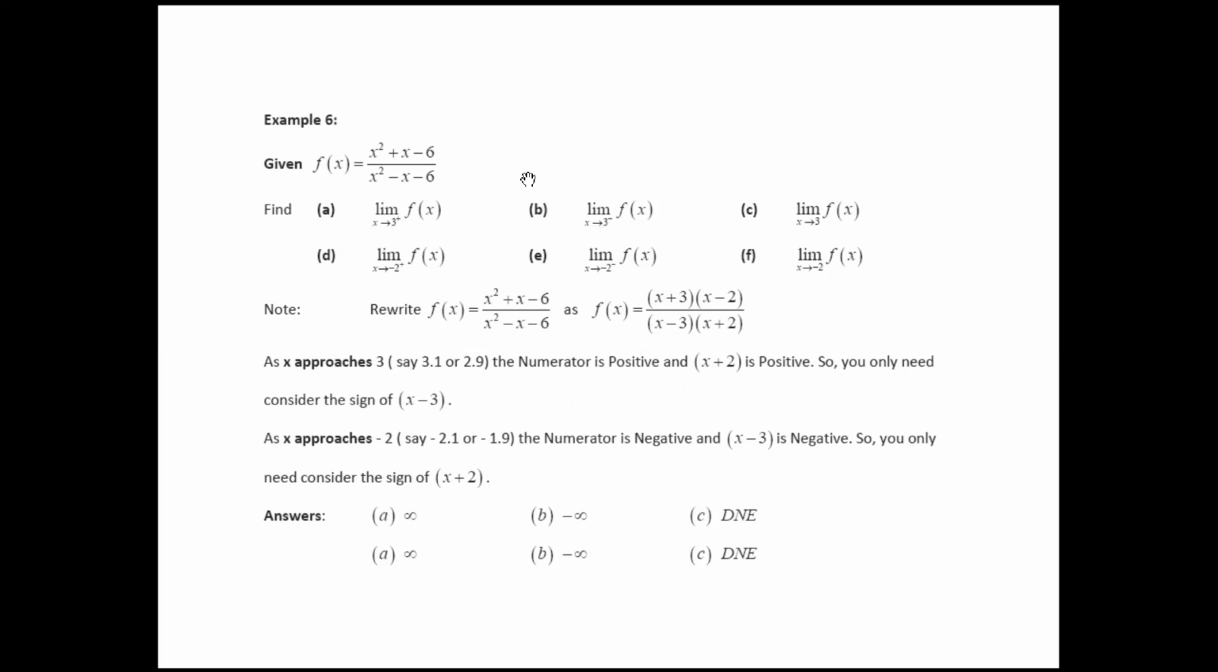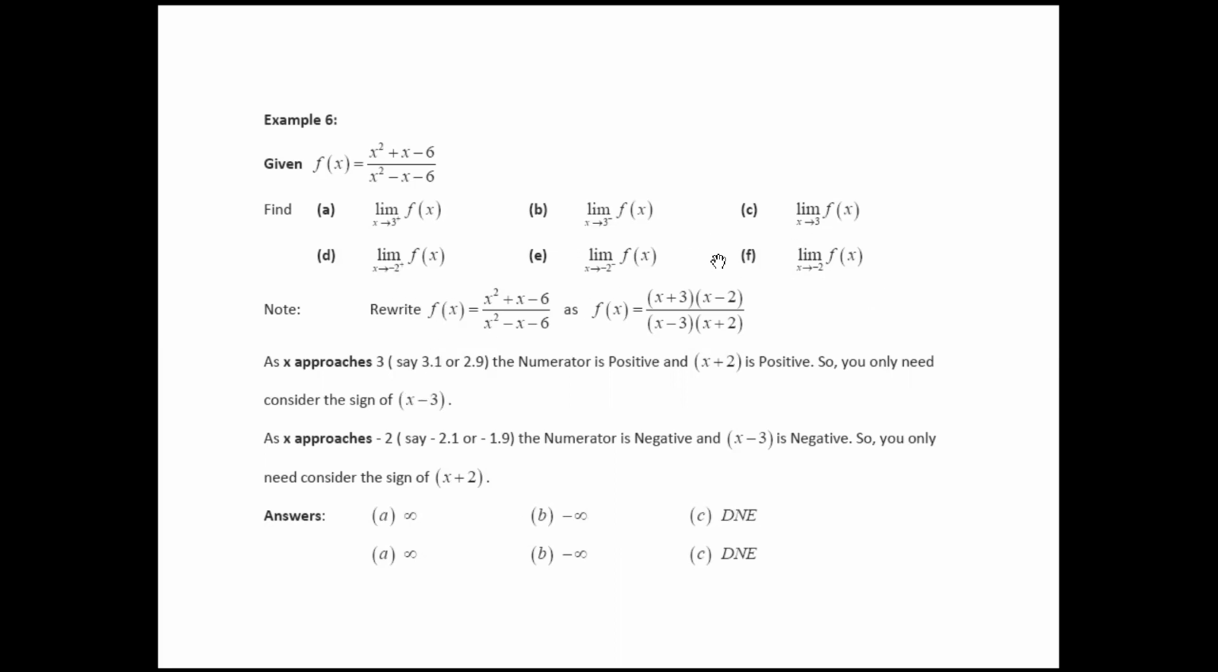When you take a number to the left of 3, like 2.9, this is going to be negative. Since all of this is positive and this is negative, that's going to be negative infinity. And so they're not the same, the limit does not exist. So that takes care of A, B, and C.